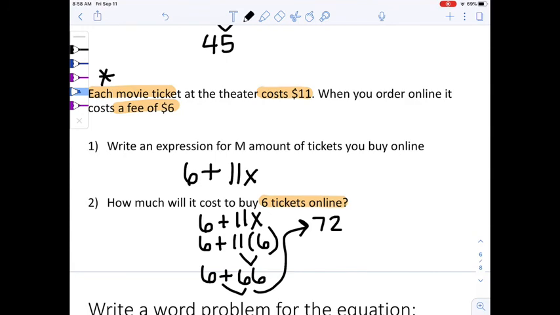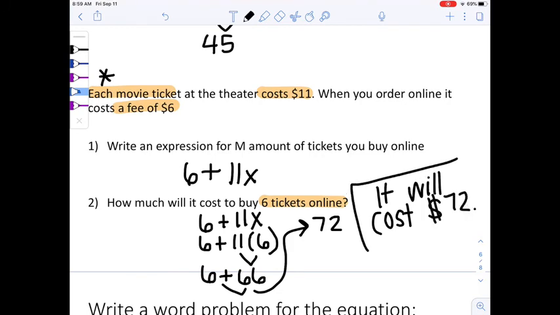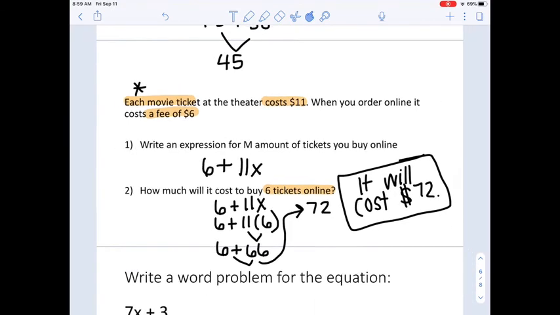And this is a story problem, so we have to write our answer as a full sentence. So the question asked, how much will it cost to buy 6 tickets online? It will cost $72. Again, your sentence does not have to be exactly like mine.